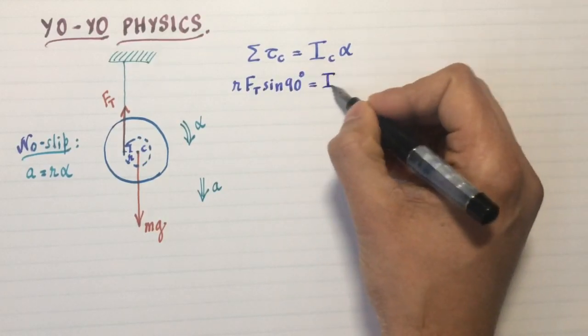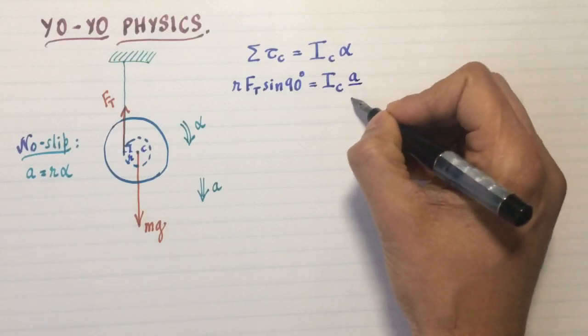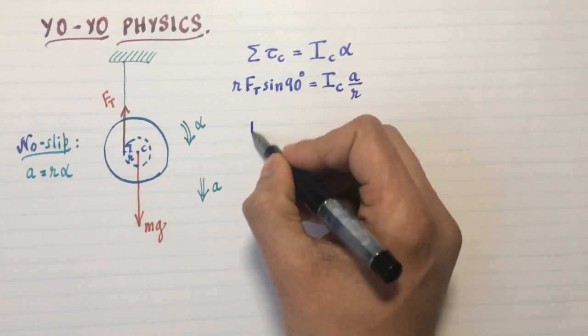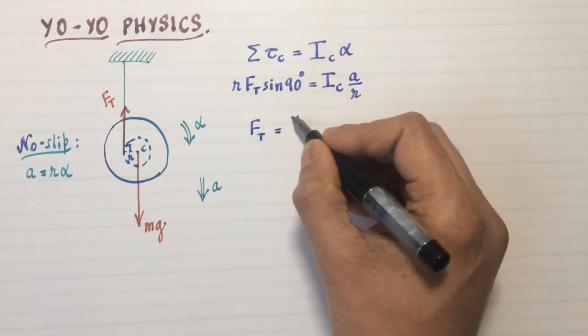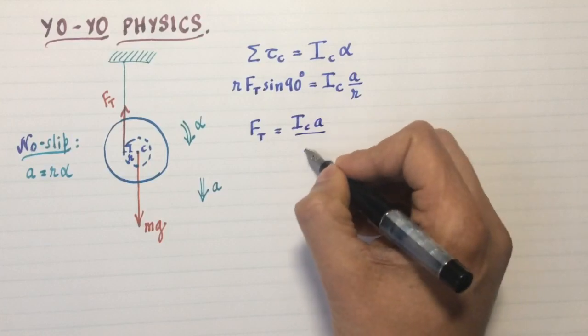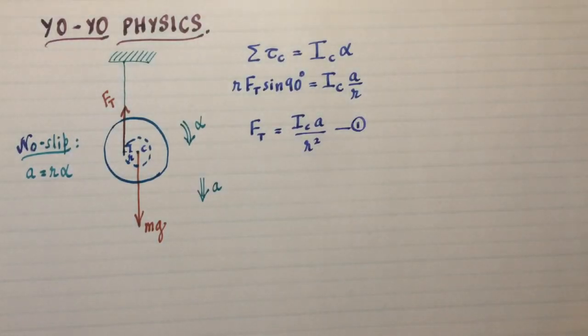equals I_c times alpha. And here I'm going to use the no-slip condition, A upon R. And this can be solved for the force of tension. I'll take the R over to the other side, so I get I_c A over R squared. I'll call that equation 1.